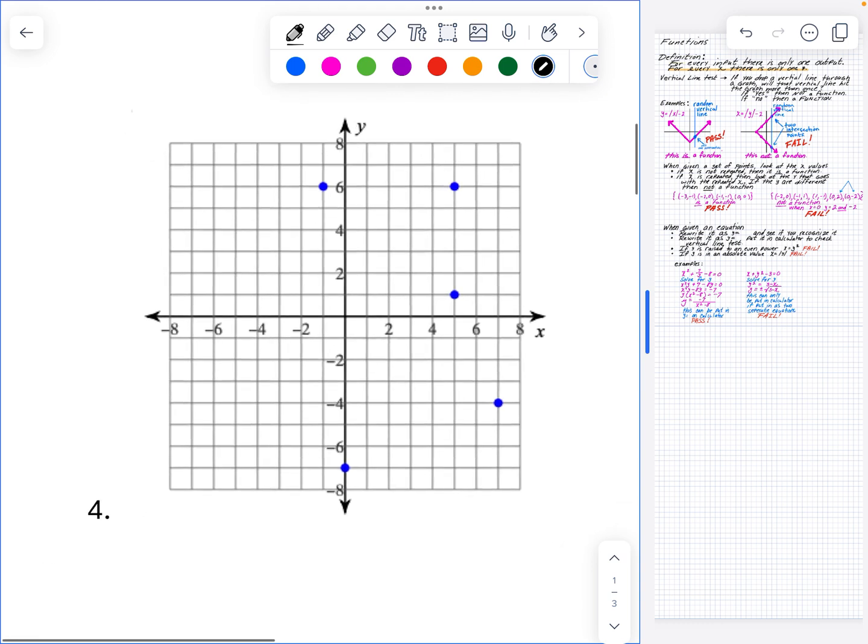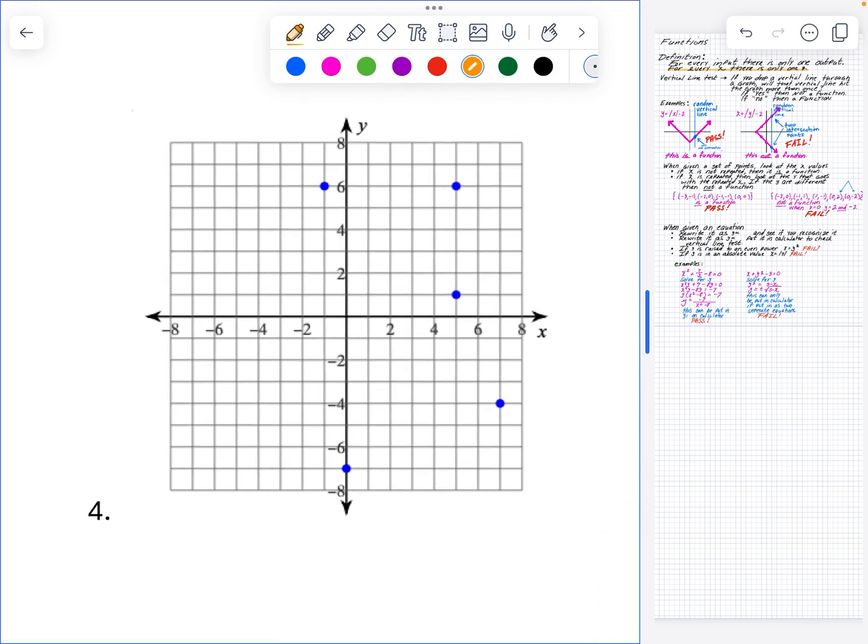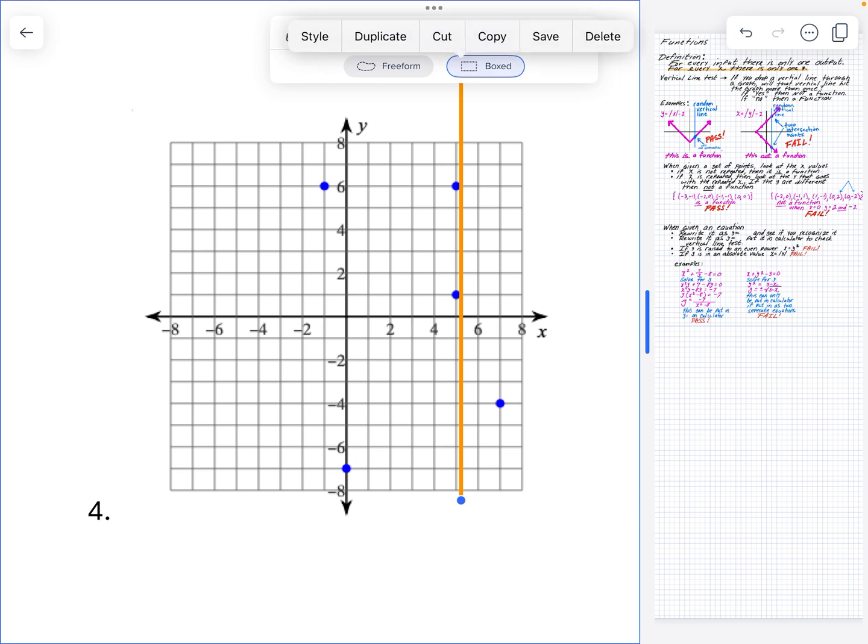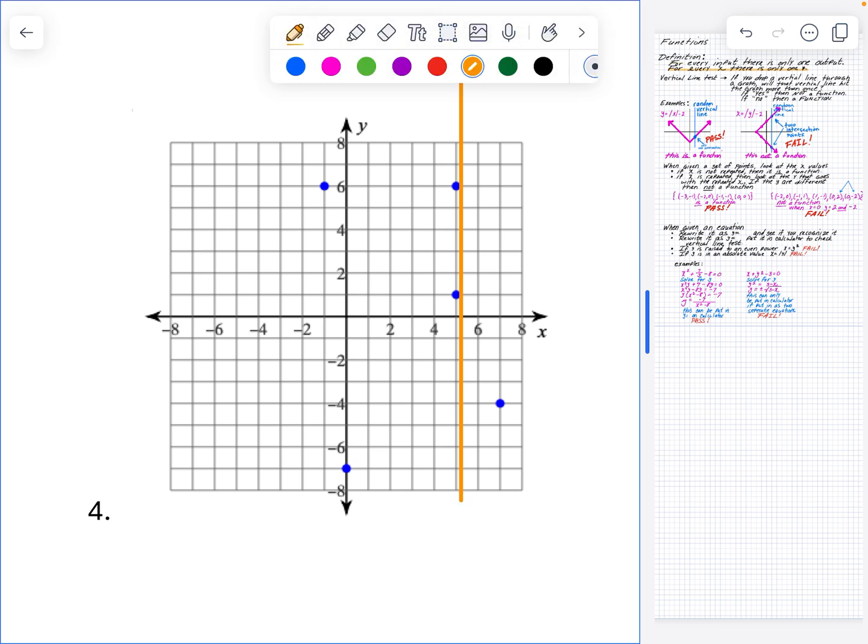If we look at this one, if I were to drop a vertical line, there's a vertical line. As I move the vertical line, there I hit the graph only once. There I hit the graph only once. But here I hit the graph twice. Here I hit the graph right there, and here I hit the graph right there. If I were naming points, this would be the point (5, 1). This would be the point (5, 6). So I would say that this is not a function.